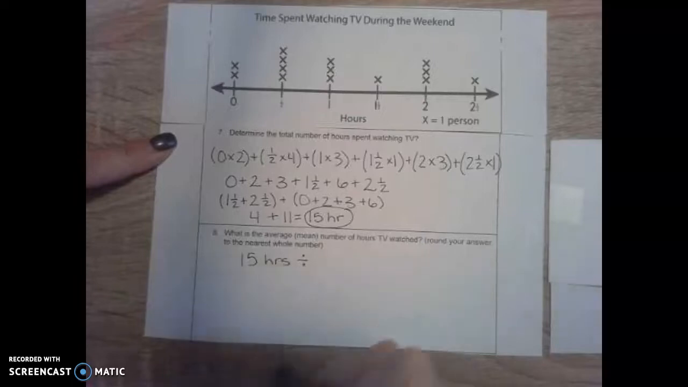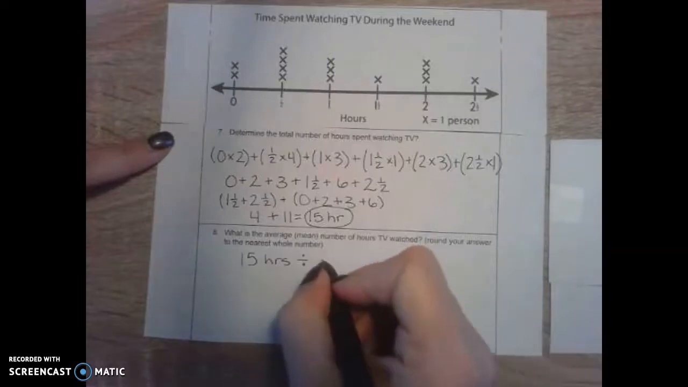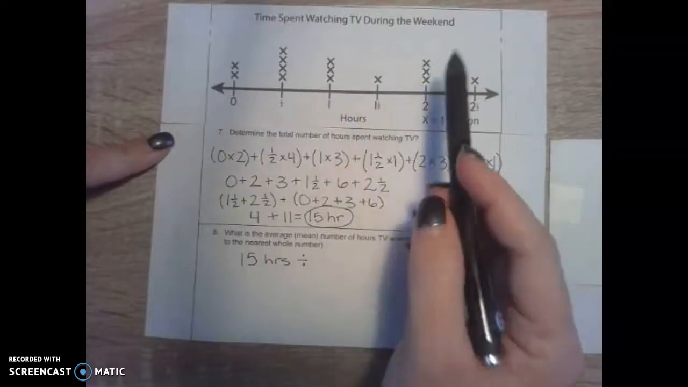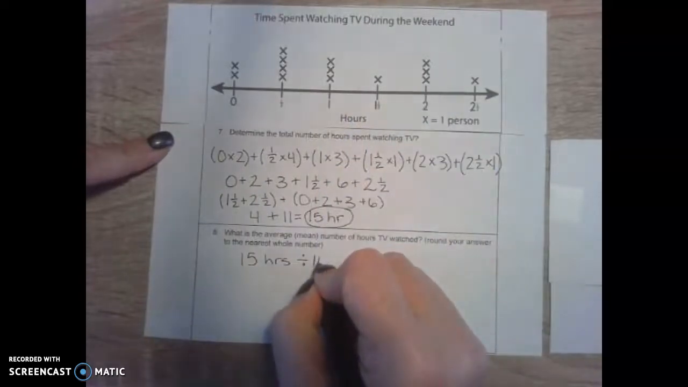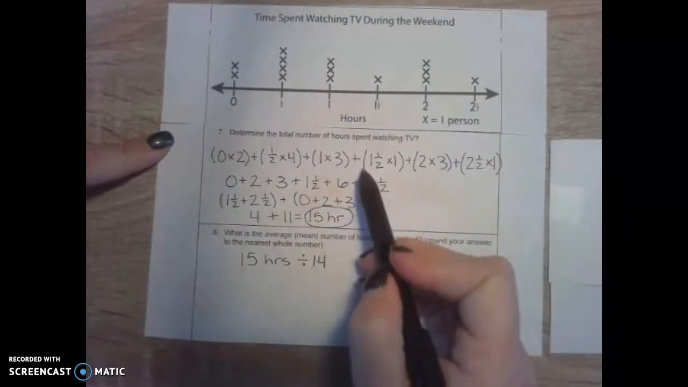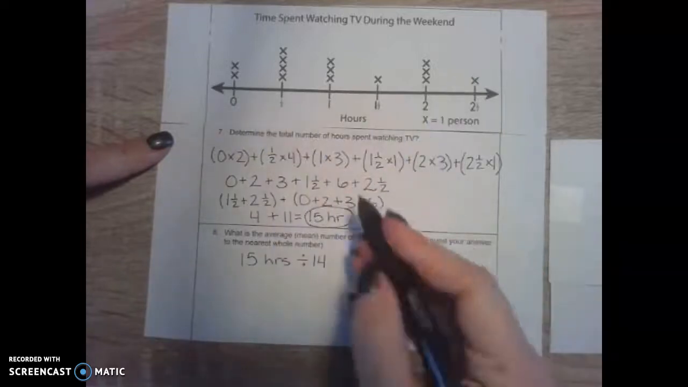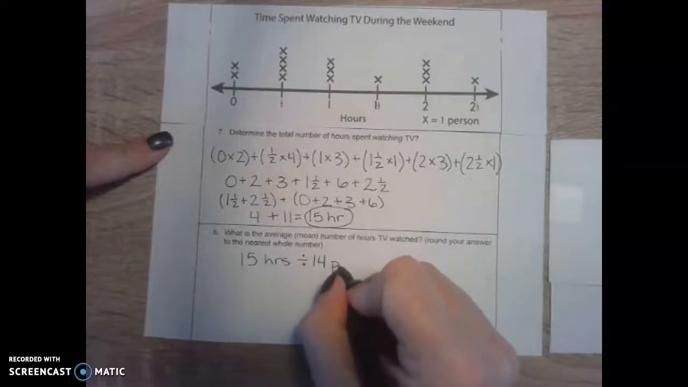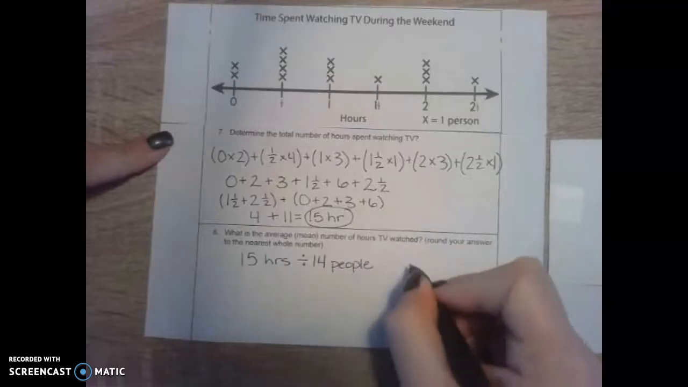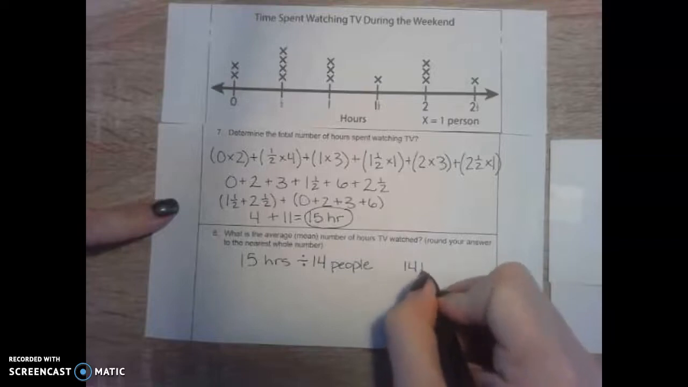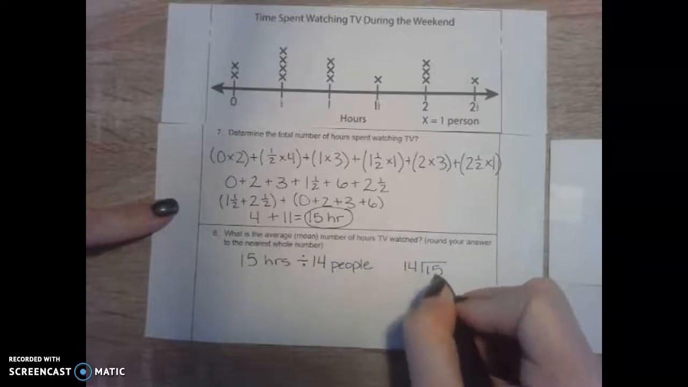And I know that the second step is I have to divide it by the numbers that I added up together. And I know from counting my X's before all together that I added up 14 numbers. Now you might be confused because technically we multiplied up here, but I still am adding up 14 numbers. And that was 14 people. So I really essentially have 15 divided by 14.